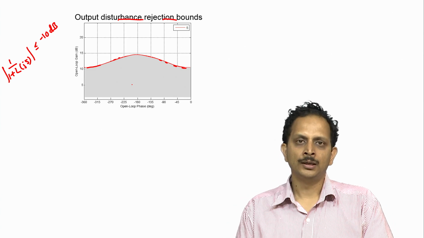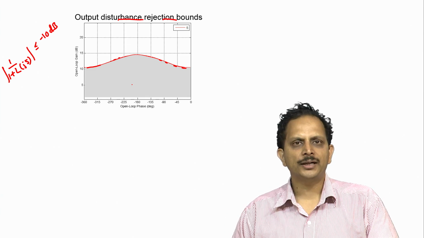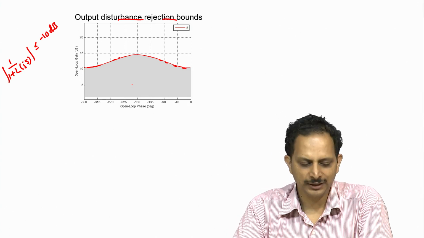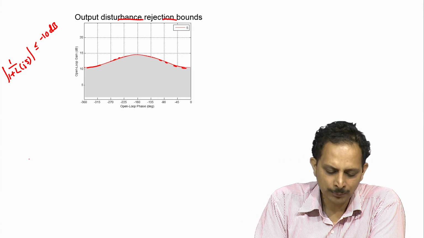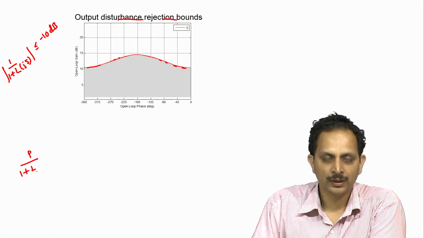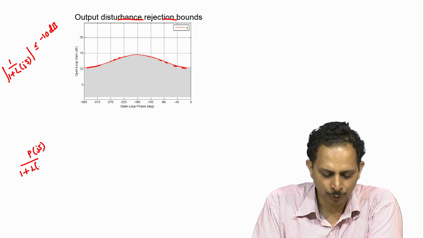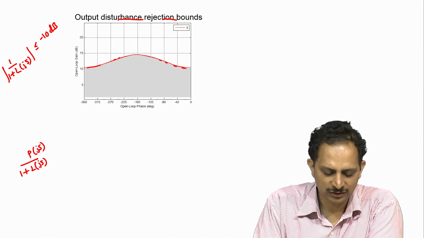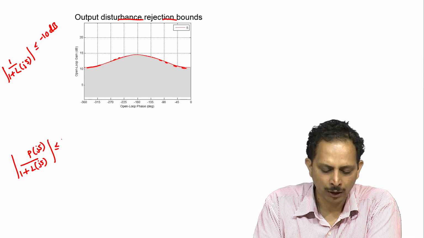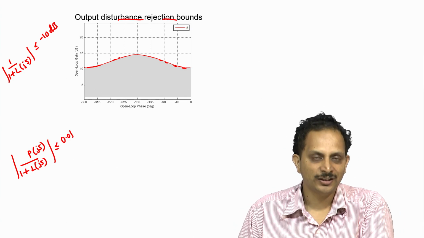bound. Now likewise, we also have an input disturbance rejection bound. We know that at 5 radians per second, we want the input disturbance to be rejected by 99%, and the transfer function that relates the input disturbance to the output is given by P by 1 plus L. So if you were to evaluate this transfer function at 5 radians per second, or in other words compute P of j5 divided by 1 plus L of j5, the magnitude should be less than or equal to 0.01.